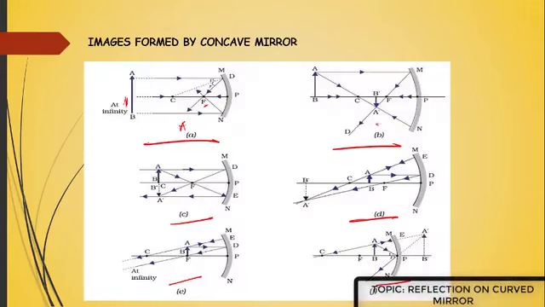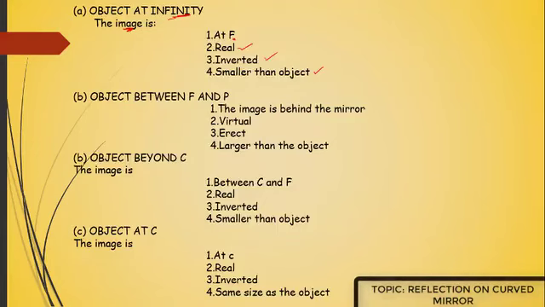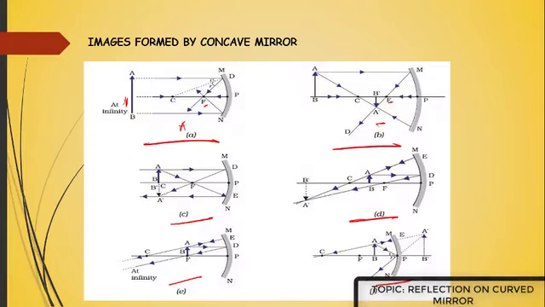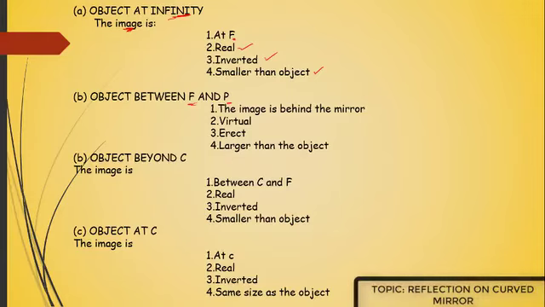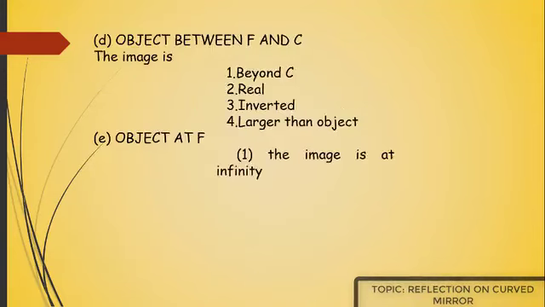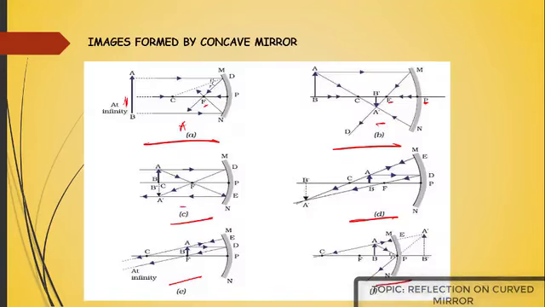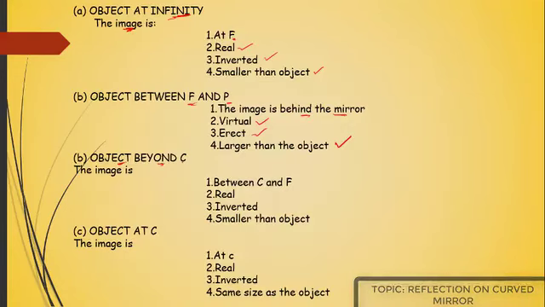Now, in image B, when an object is placed between F and P, here and here, the image will be formed behind the mirror, and the image will be virtual, erect, and this time larger than the object. Now, what if the object is placed beyond point C, in the C part of the image? If it's placed beyond point C, the image will be formed between C and F. The image will be real, inverted, but smaller than the object. This is C, and this is D.